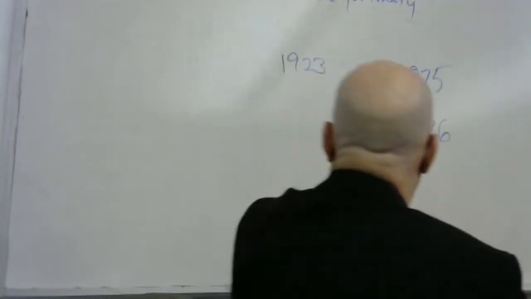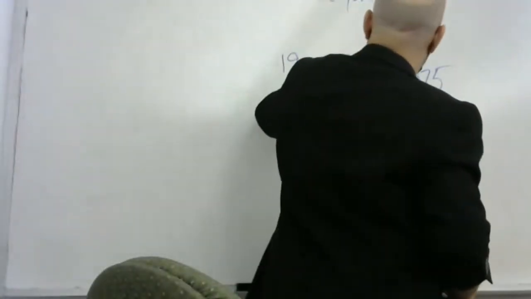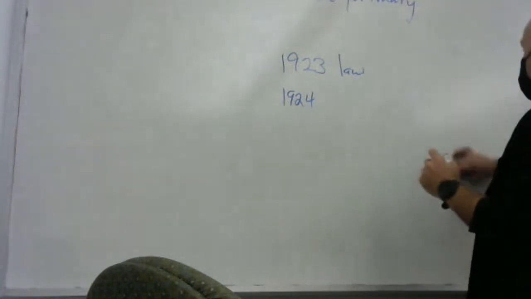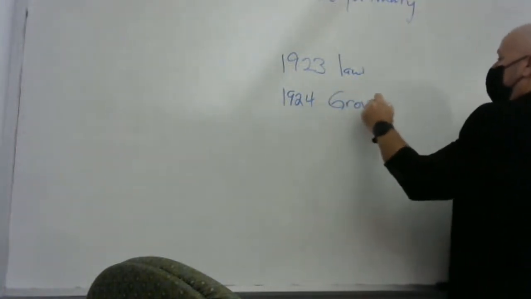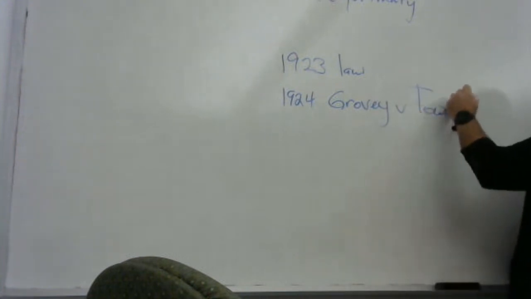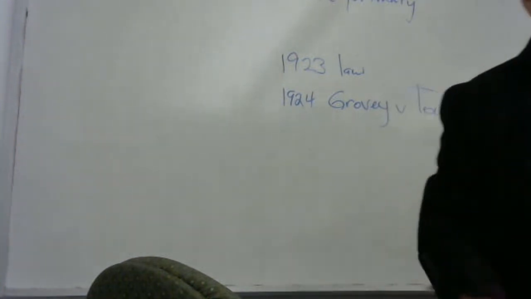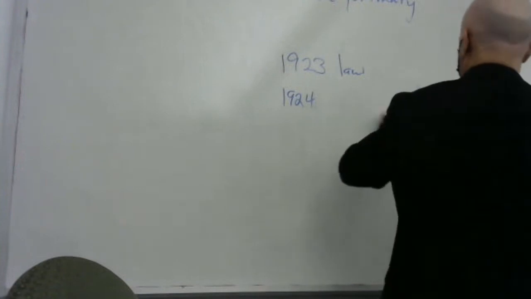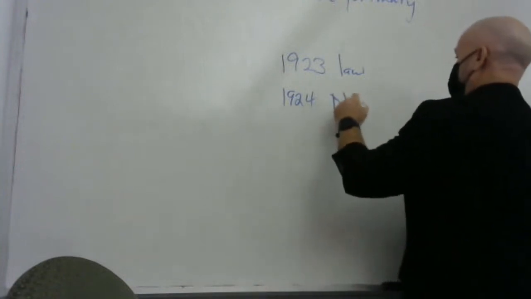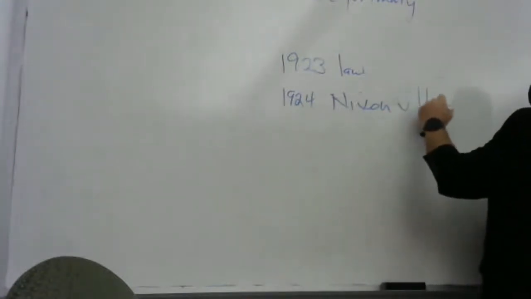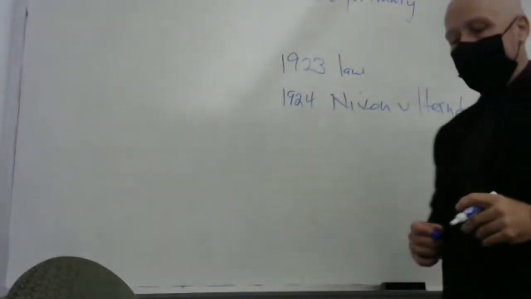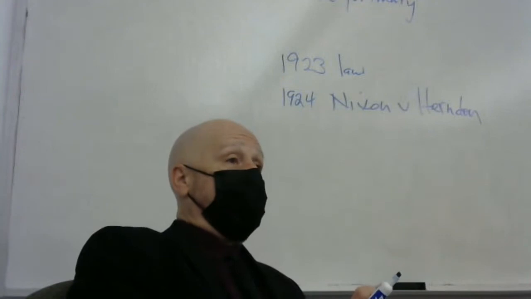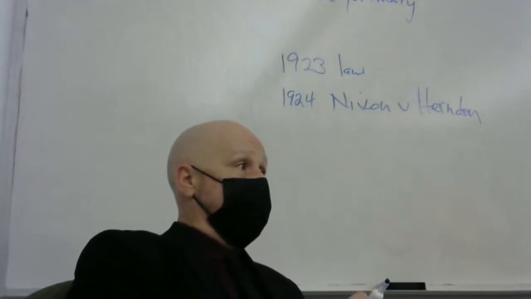However, in 1923, the state passes the law. In 1924, a case goes before the United States Supreme Court called Grovey versus Townsend. Oh, excuse me, I gave you the wrong citation. Jumping ahead of myself a little bit. Change that. Nixon versus Herndon. And in that decision, the court ruled that the law of the state of Texas violated the 15th Amendment of the Constitution.